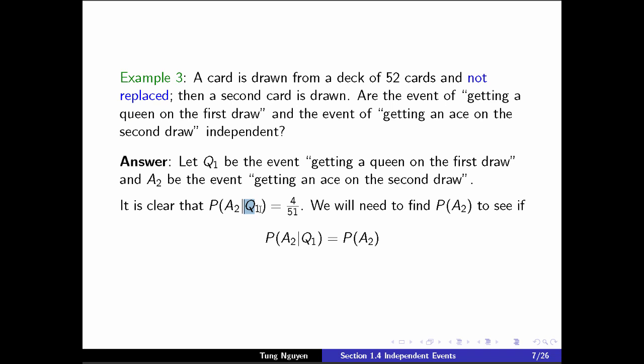If the first card is a queen, then the probability of drawing an ace the second time will be 4 over 51, because we did not replace the card back to the deck. So the deck now has only 51 cards, and among those cards, there are still 4 aces. So this conditional probability is clearly 4 over 51. We will compute P of A2 to see if this equation holds. If it does, then the two events are independent.